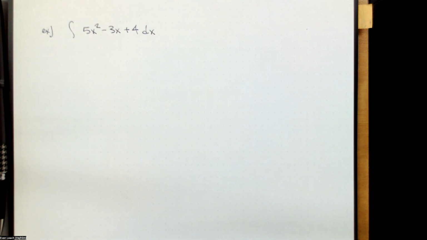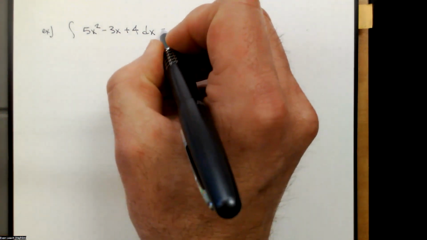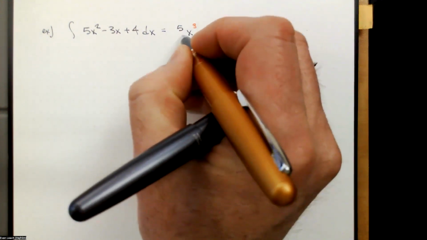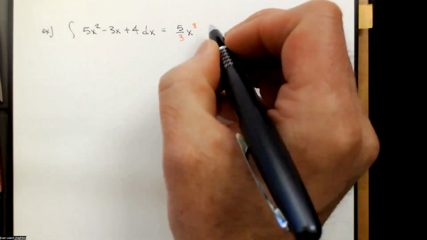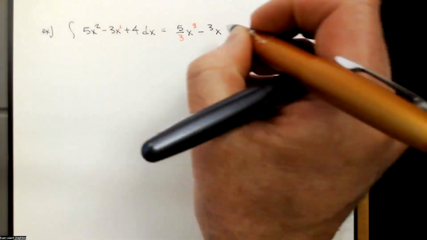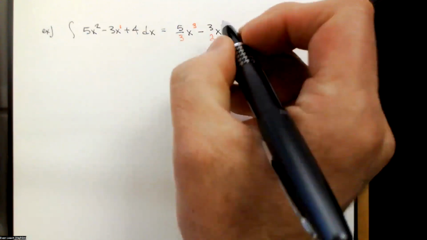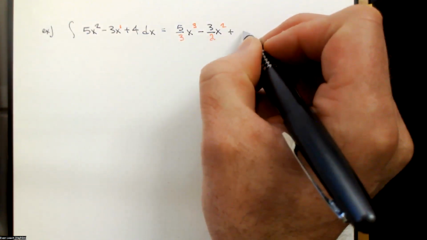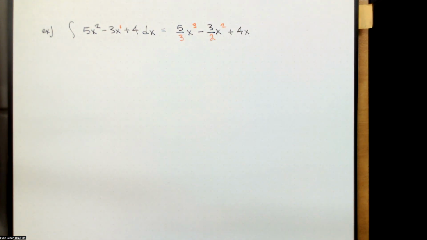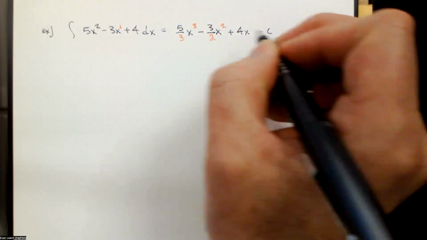More terms, more add 1, divide. Add 1 to the exponent, divide by the new exponent. The antiderivative of 5x squared, we add 1 to the exponent and get x cubed, and then we divide by the new exponent. Add 1 to the exponent, 3x to the first becomes 3x squared, and we divide by the new exponent. Four x to the 0 becomes 4x to the 1, which we don't write, and then we divide by the new exponent. We don't write dividing by 1. And then for the general antiderivative, we write plus c.